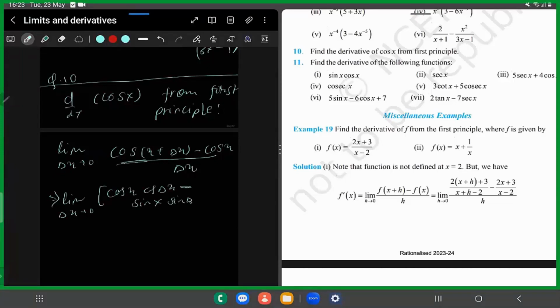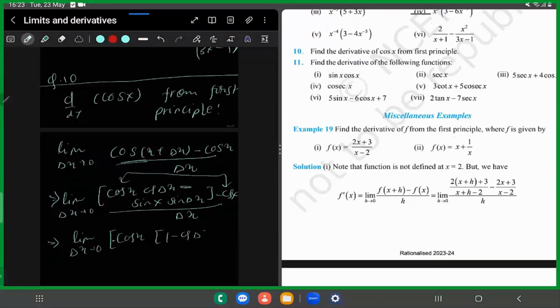Okay, minus cos x by delta x. So if you see this formula, then this is limit delta x tending to 0 of cos x. If you take cos x common from these two terms, then this will be equal to cos x into (1 minus cos of delta x) minus sin x into sin of delta x by delta x.